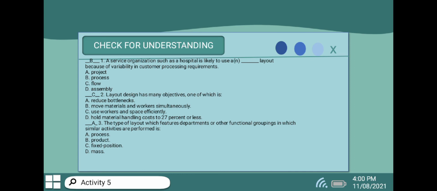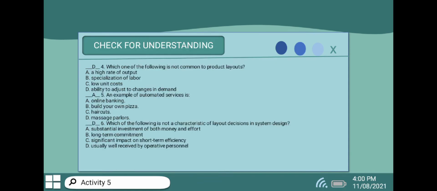Question number 3. The type of layout which features departments or other functional groupings in which similar activities are performed is A. Process, B. Product, C. Fixed position, and D. Mass. The correct answer is process. Letter A.